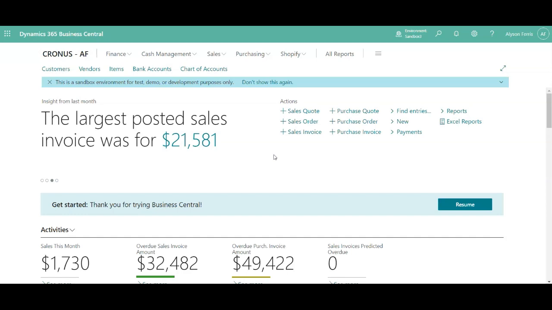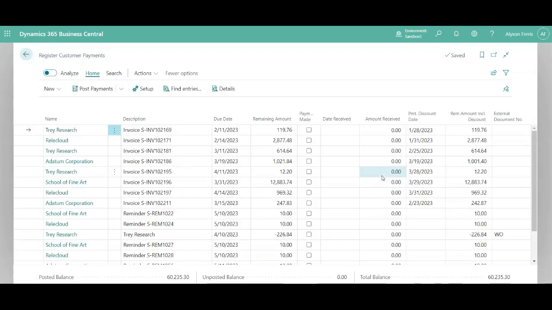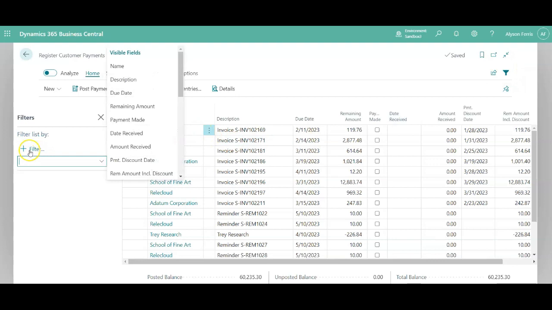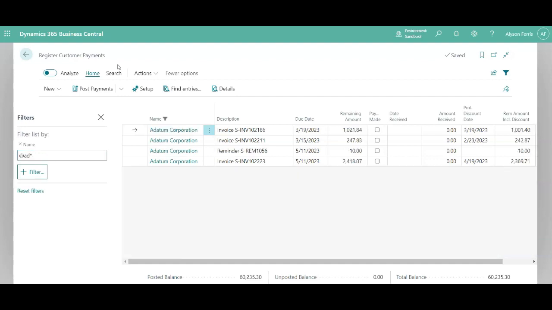So to show you this, I'm going to go into Payments, Register Customer Payments, and I'm going to filter down this list, which is all my customers and all open invoices. And I'm going to filter it down to just the customer I'm looking to work with. I'm going to filter by name, and I'm going to use the @ symbol to ignore the case. And then I'm going to just type the first 2 letters of the customer's name. And then an asterisk for a wildcard for the remainder of the characters. And that brings me to Adatum Corporation, the customer I want.